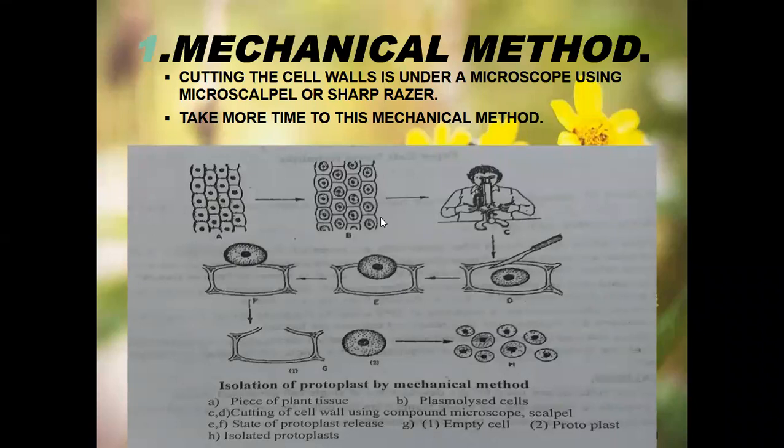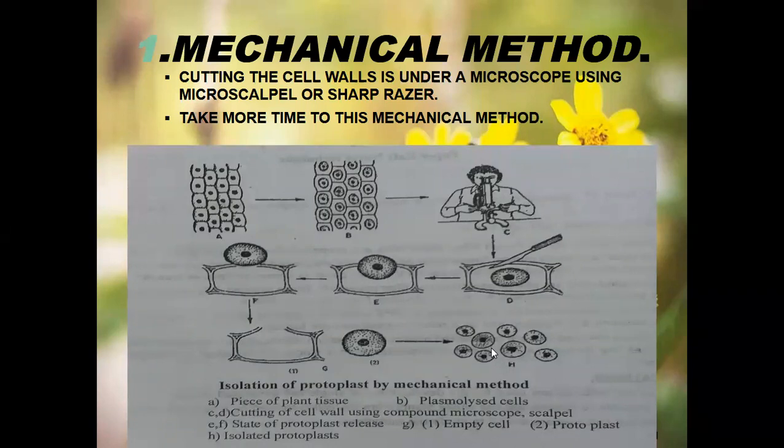See, it takes more time. It takes more time means slowly and patiently we identify which cells are under the microscope. The cell wall is slowly removed by sharp razors and microscalpels. After removing the cell wall, we identify the protoplast. We isolate the protoplasts, and they are selected from those parts and taken in the petri dish.